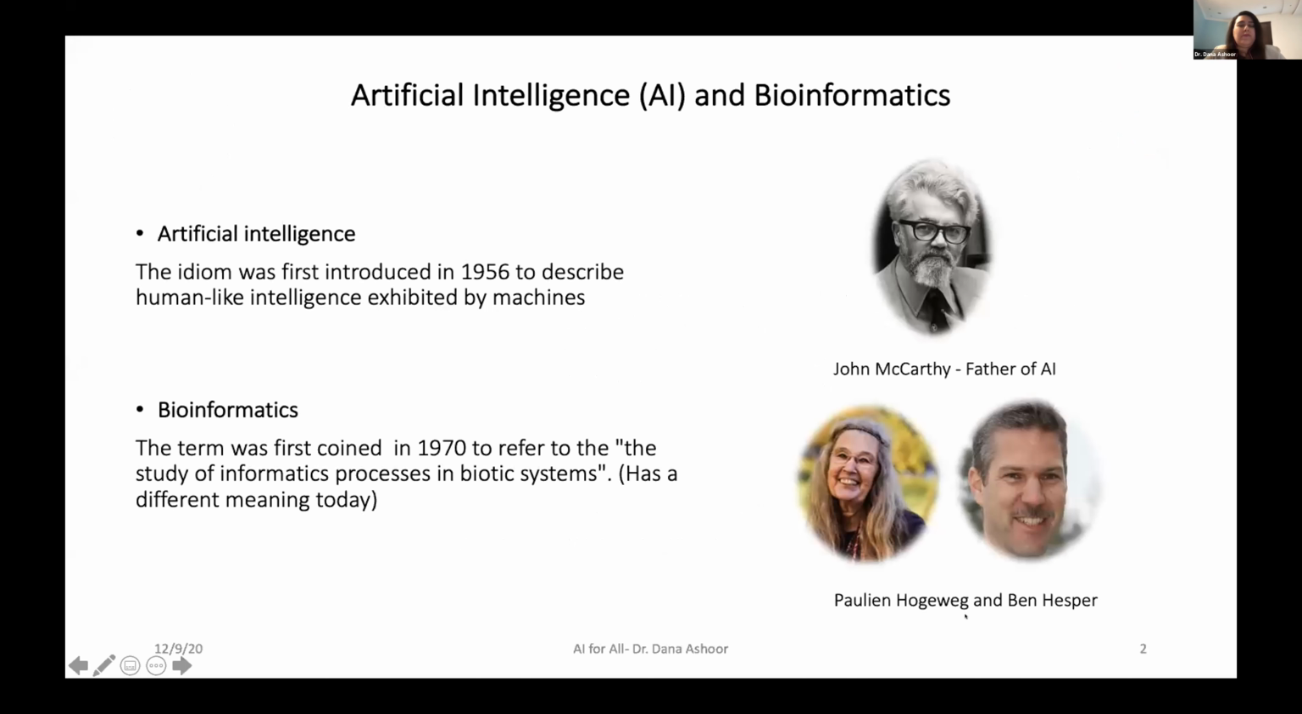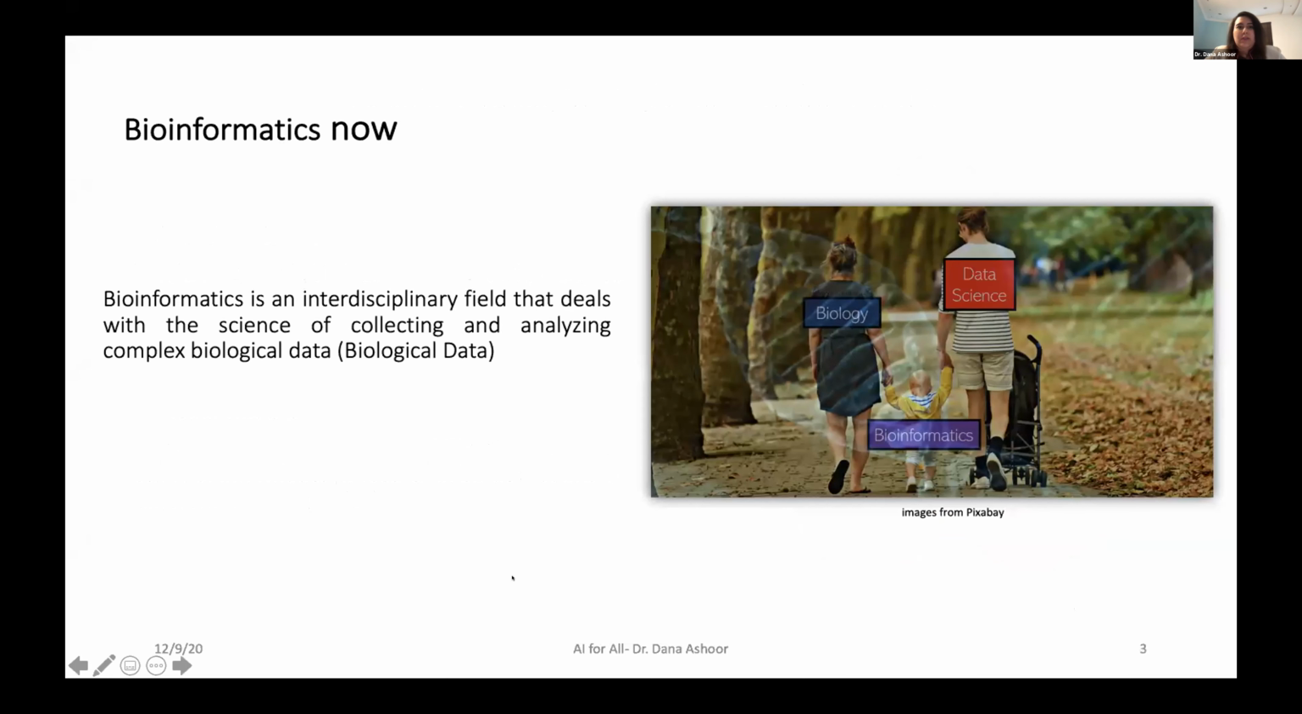So I will start first of all by defining what is artificial intelligence and what is bioinformatics. Artificial intelligence was introduced in the 50s to describe human-like intelligence exhibited by machines, while bioinformatics was coined later in the 70s to describe the study of informatic processes in biotic systems. However, this term is being changed lately, in these days, due to the new technologies that have arisen in both fields, the computer science and the biological field.